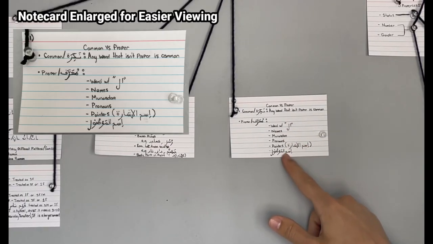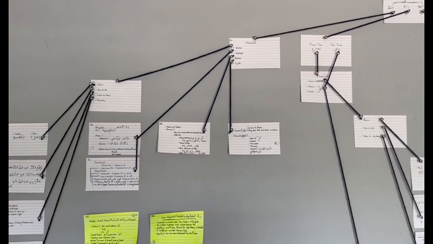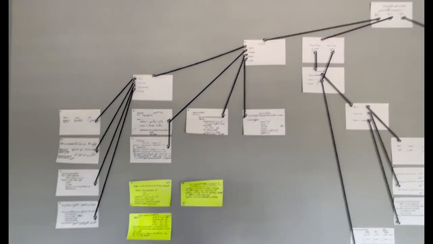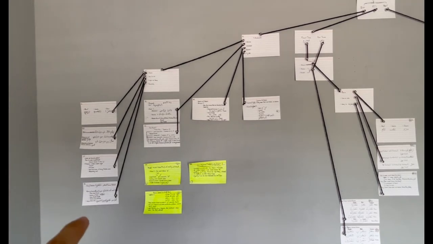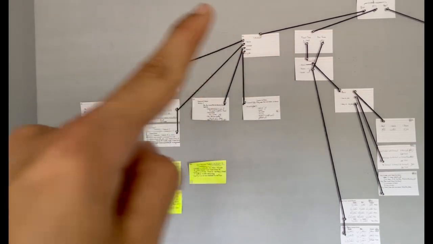So now getting back here, you have all these pointer words, ismul ishara, the hadha, hadani, all that we learned just now. Those are all proper. Pronouns, if you say huwa, hum, hiya, those are all proper. Munada is proper, names are proper, and words with alif lam are also proper. And that is pretty much it for all of ism. So now pretty much this entire section here is done. That's all of ism.